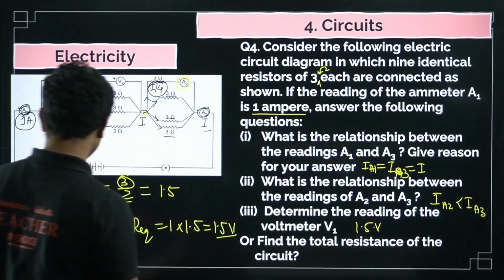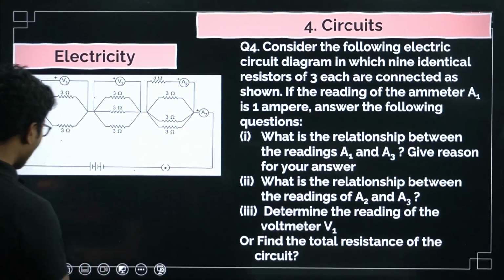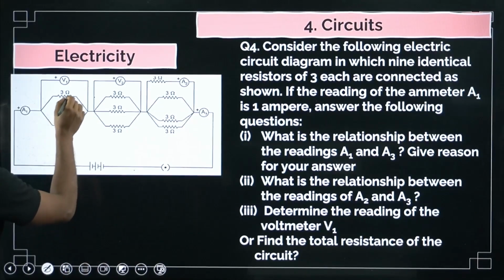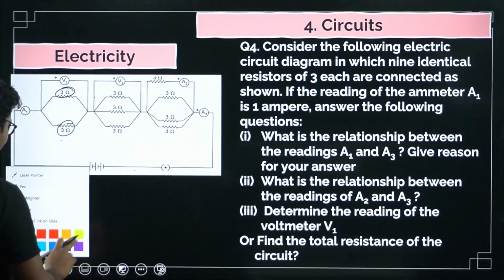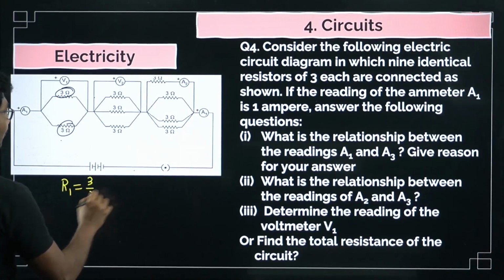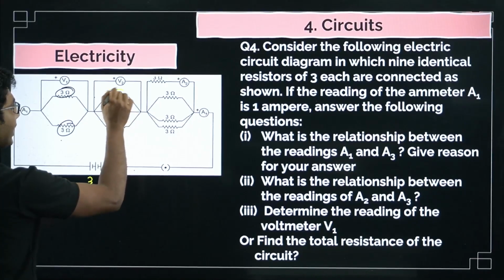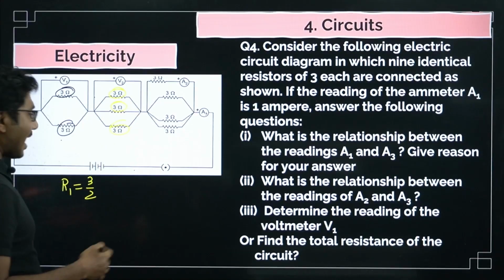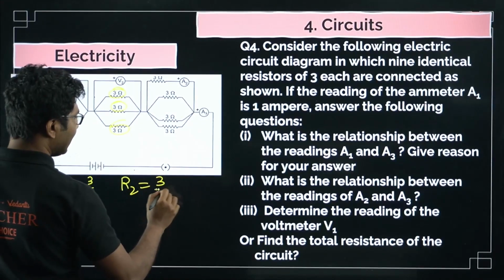Now how to find the total resistance? Another, as I said, it is not super difficult. The only thing you have to consider is that here we have two equal resistances connected in parallel. So what is the equivalent resistance for this part? Say R1. R1 is 3 by 2. Now here we have 1, 2, 3 of them connected in parallel having the same value. So that R2 will be 3 by 3.